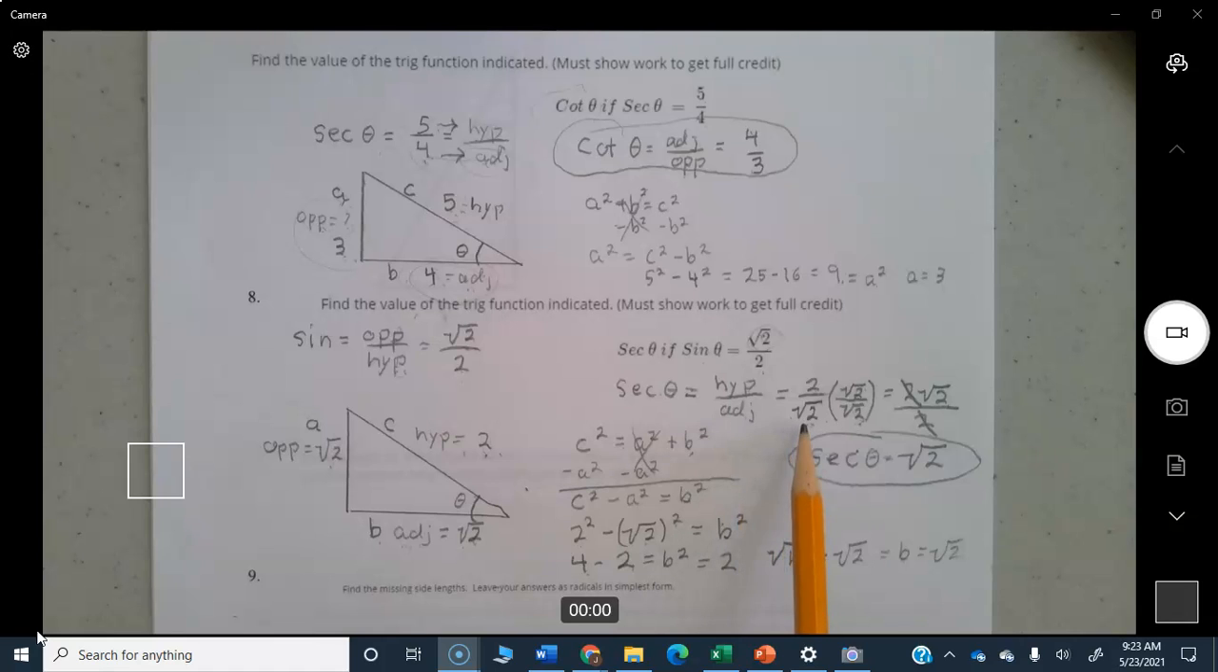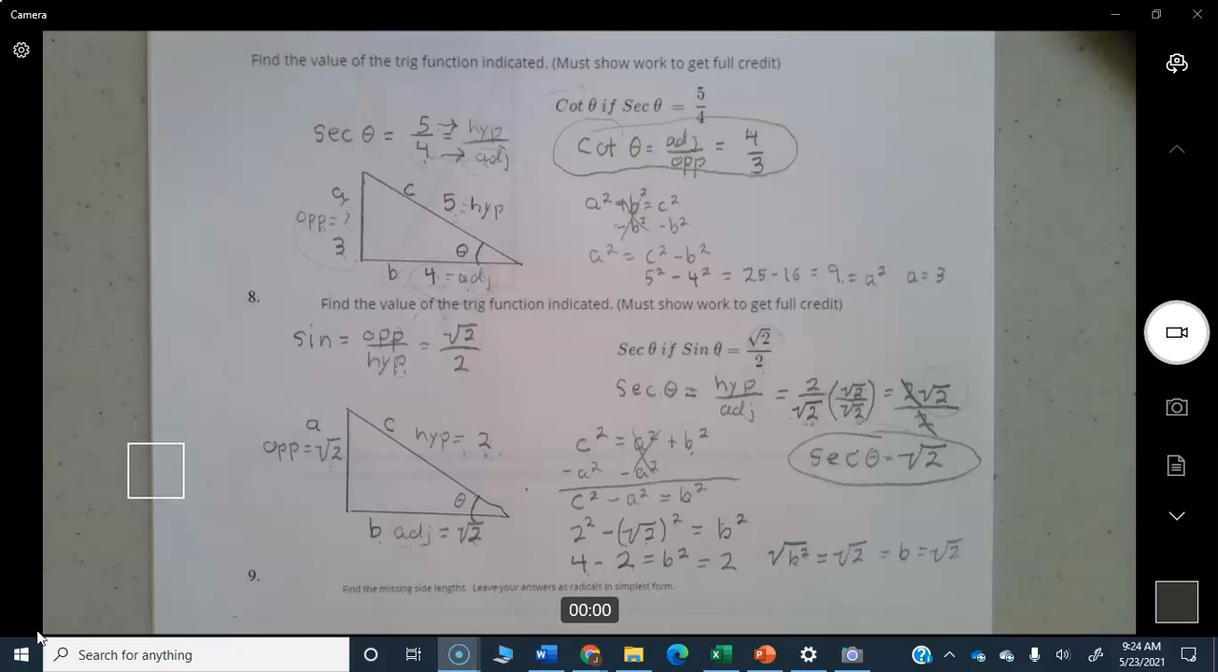But the rules of math say you can't leave a square root or any kind of root in the denominator, in the bottom. So the way to get rid of it is you multiply the bottom and the top by whatever this is. So square root of 2 times square root of 2 gave us 2. And 2 times square root of 2 gave us 2 times square root of 2. The 2 on the top, the 2 on the bottom canceled out. You're left with just the square root of 2. And that's your final answer for secant theta, okay?